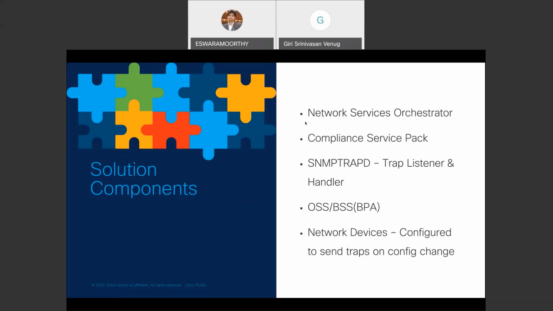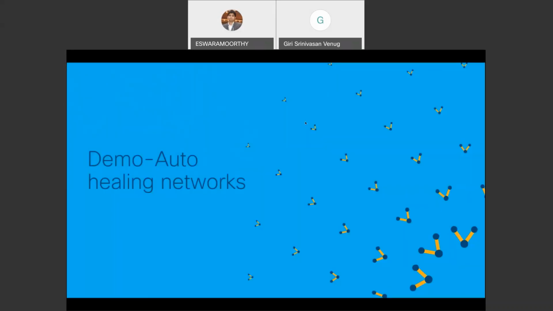We are using 9396, which is a Nexus device, for today's demo, and it's already configured for sending traps whenever there is a config change event. The first demo, as we already discussed, focuses on automated healing, where absolutely no human intervention is required.